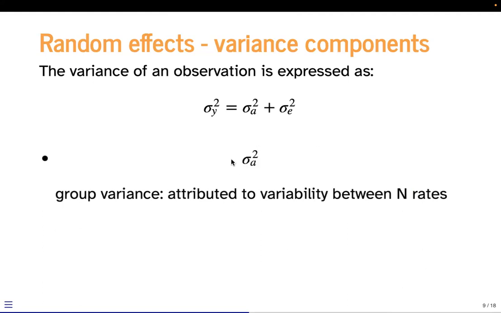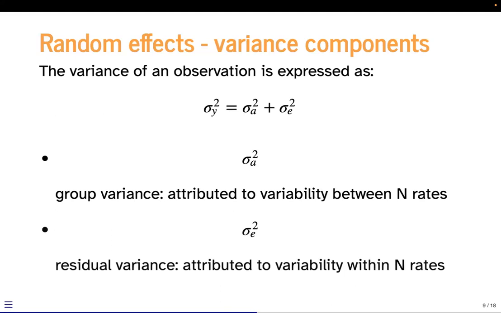So we can think about this as the sigma square A, the random effect, being your group variance. It is attributed to variability between nitrogen rates, whereas your sigma square E is the residual variance attributed to variability within the nitrogen rates. So basically, how much variability we're explaining between our nitrogen rates, and whatever is not explained here goes to our error variability.